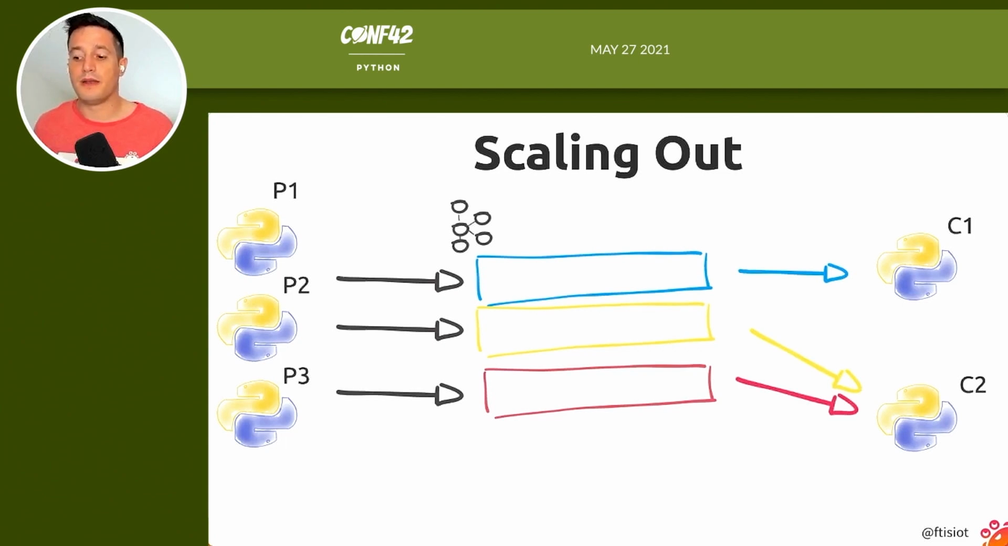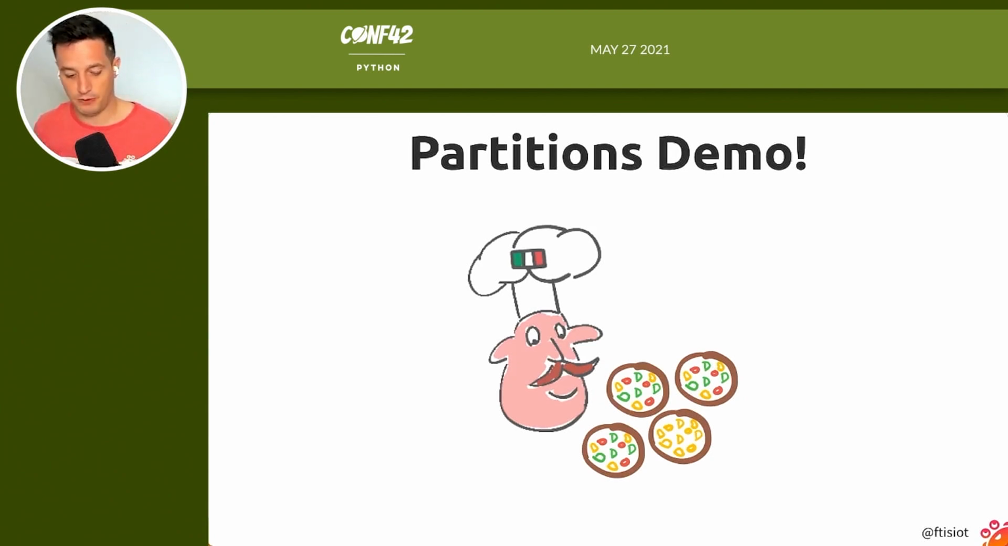If consumer 1 now dies, Kafka will understand that after a timeout and redirect the blue arrow from consumer 1, which died, to the consumer which is still available, consumer 2. So now let me show you this behavior in a demo. Let me show you partitioning in a demo.